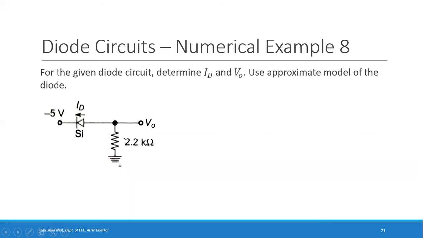And here there is a resistance connected to the ground. You are asked to find the value of this V naught also, that is the voltage drop from here to the ground. This resistance is given as 2.2 kilo ohms. This is a silicon diode, and you are asked to find the value of ID, that is the current through the diode. So how to do this?